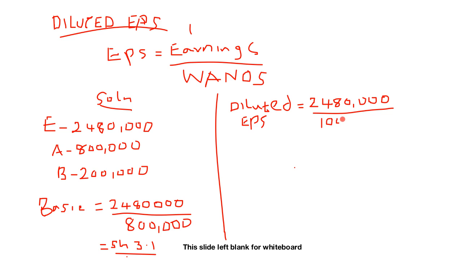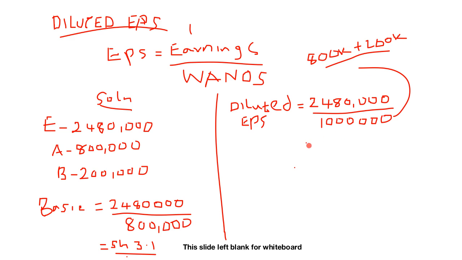What we have simply done is that we have added the 800,000 ordinary shares that were there before, then we have added the additional convertible securities to the 800,000. And that is what is giving us 1 million.